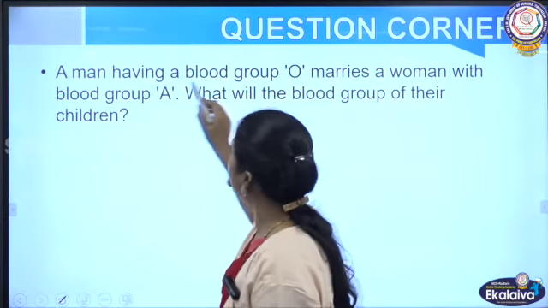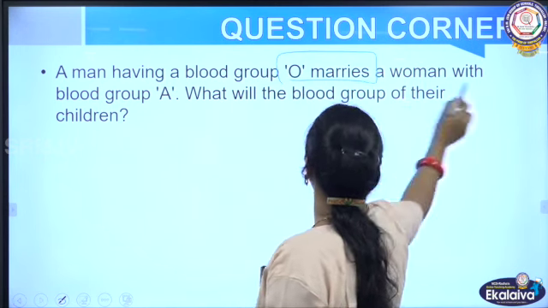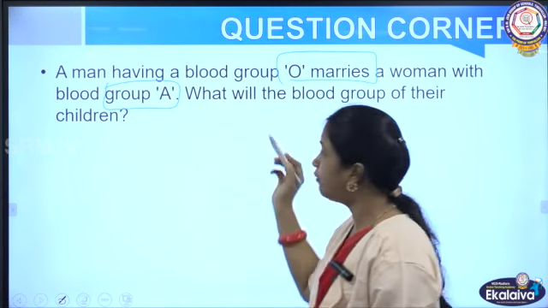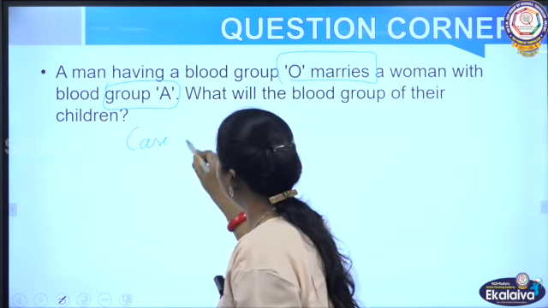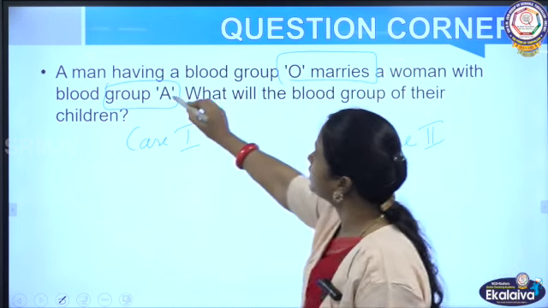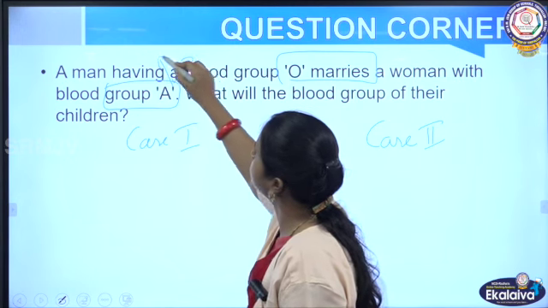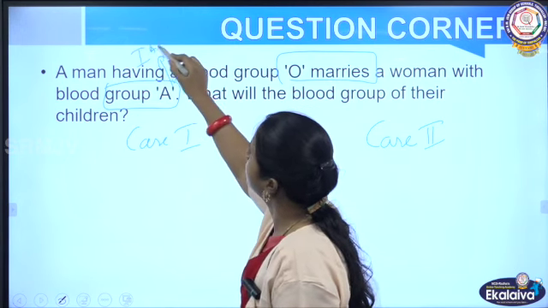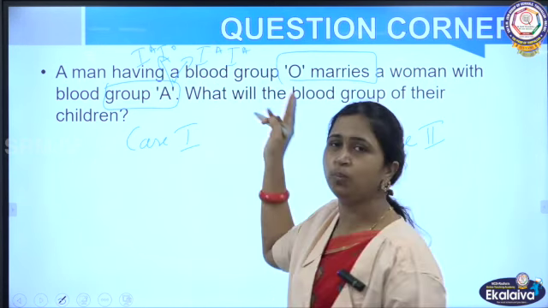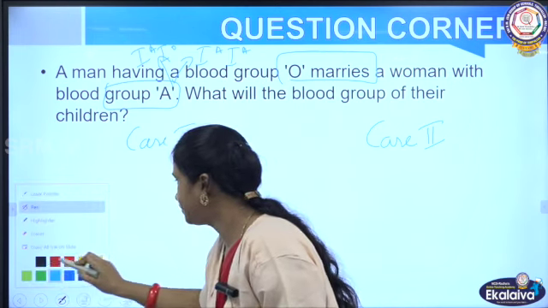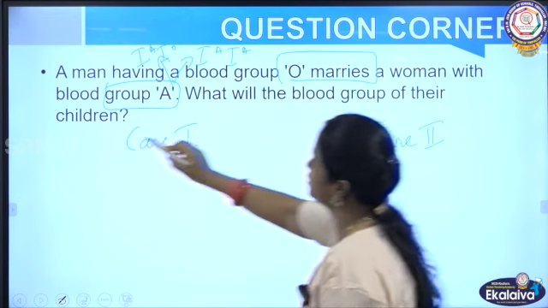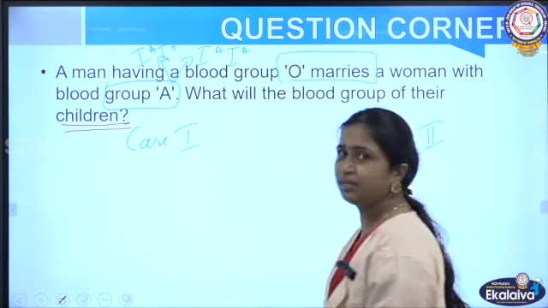Let us read this. A man having blood group O marries a woman with blood group A. But there is no genotype given here. You have to take this as case 1 and case 2. Why case 1 and case 2? Because A blood group has two possible genotypes, that is IA IO, and IA IA. Okay, two possible genotypes are there. Now let us complete the question. What will be the blood group of their children? The progeny or offspring.